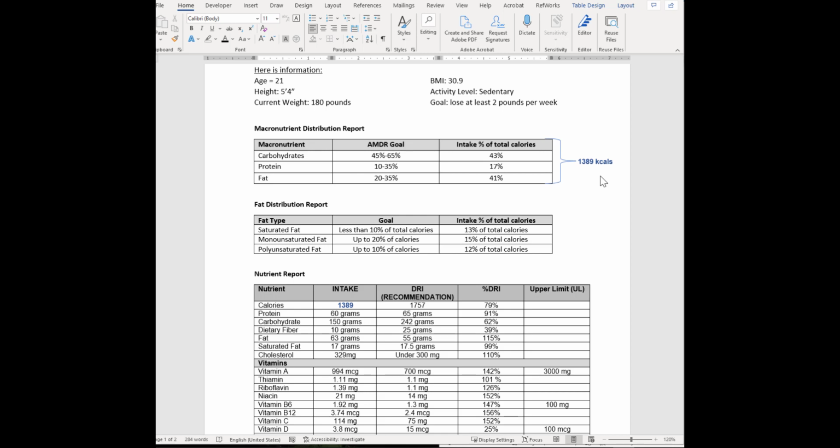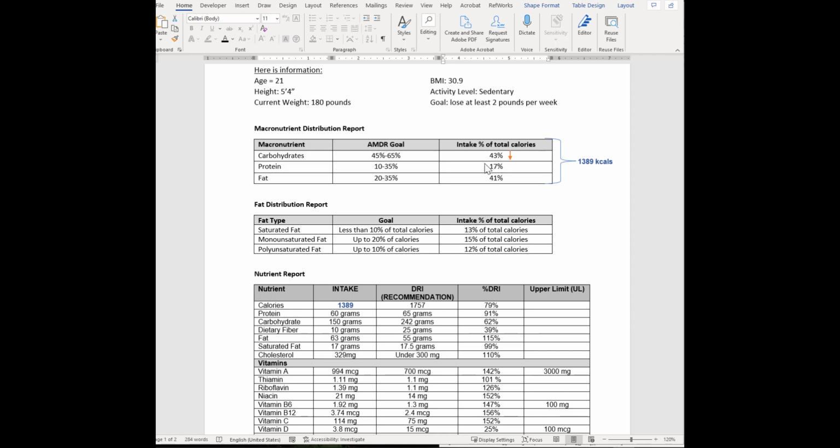Now that we know the total calories for the day, we can identify whether or not this individual consumed the correct percent of calories based on the AMDR goal. So in this case, we see that this individual consumed 43% of 1,389 calories from carbohydrate, 17% of the 1,389 calories from protein, and 41% of the 1,389 calories from fat. Then we want to compare this to the AMDR goal. And what we see is that this individual consumed less calories from carbohydrate than what is recommended.